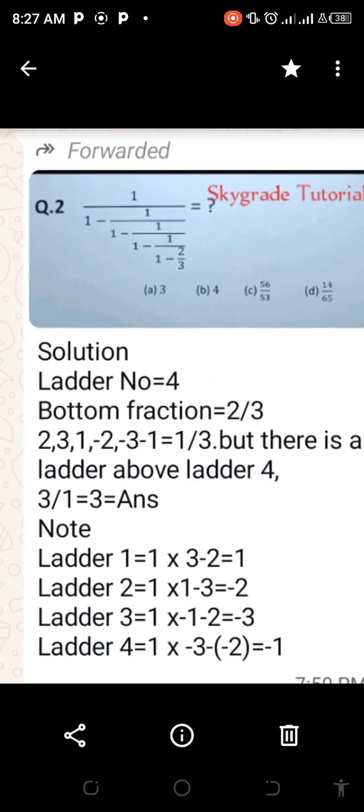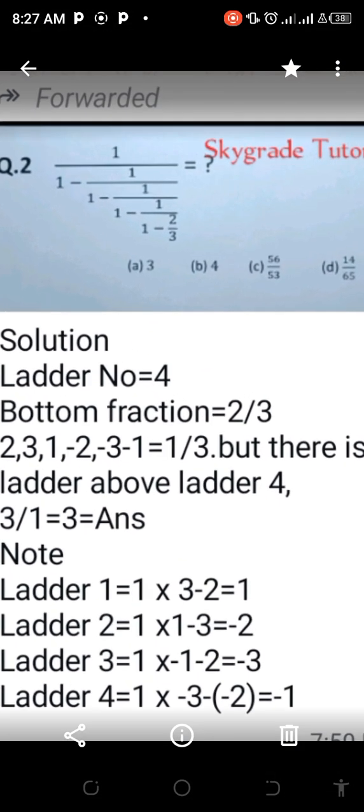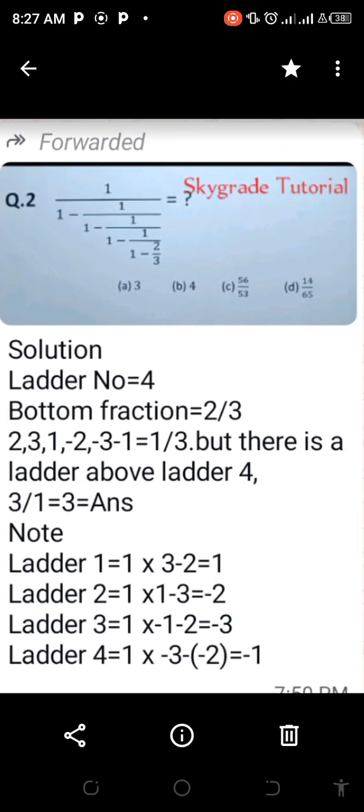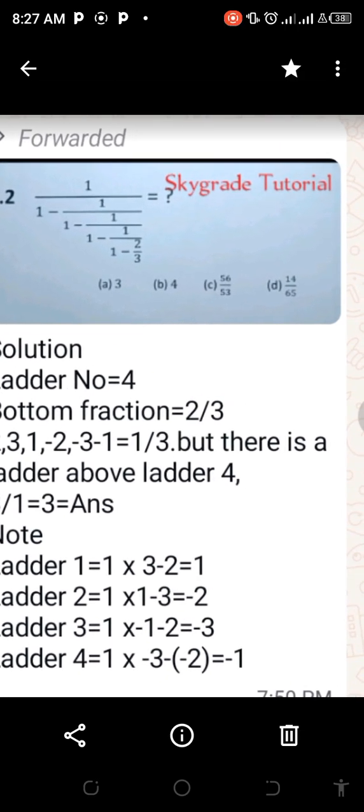How do we arrive at this ladder value? It's also shown here. Ladder 1 is 1 times 3, which is 3, minus 2, which is equal to 1. Ladder 2 is 1 times 1, which is 1, minus 3, which is minus 2. That is, 1 minus 3 is minus 2. Ladder 3 is 1 times 1, which is minus 1, minus 1 minus 2 is equal to minus 3.